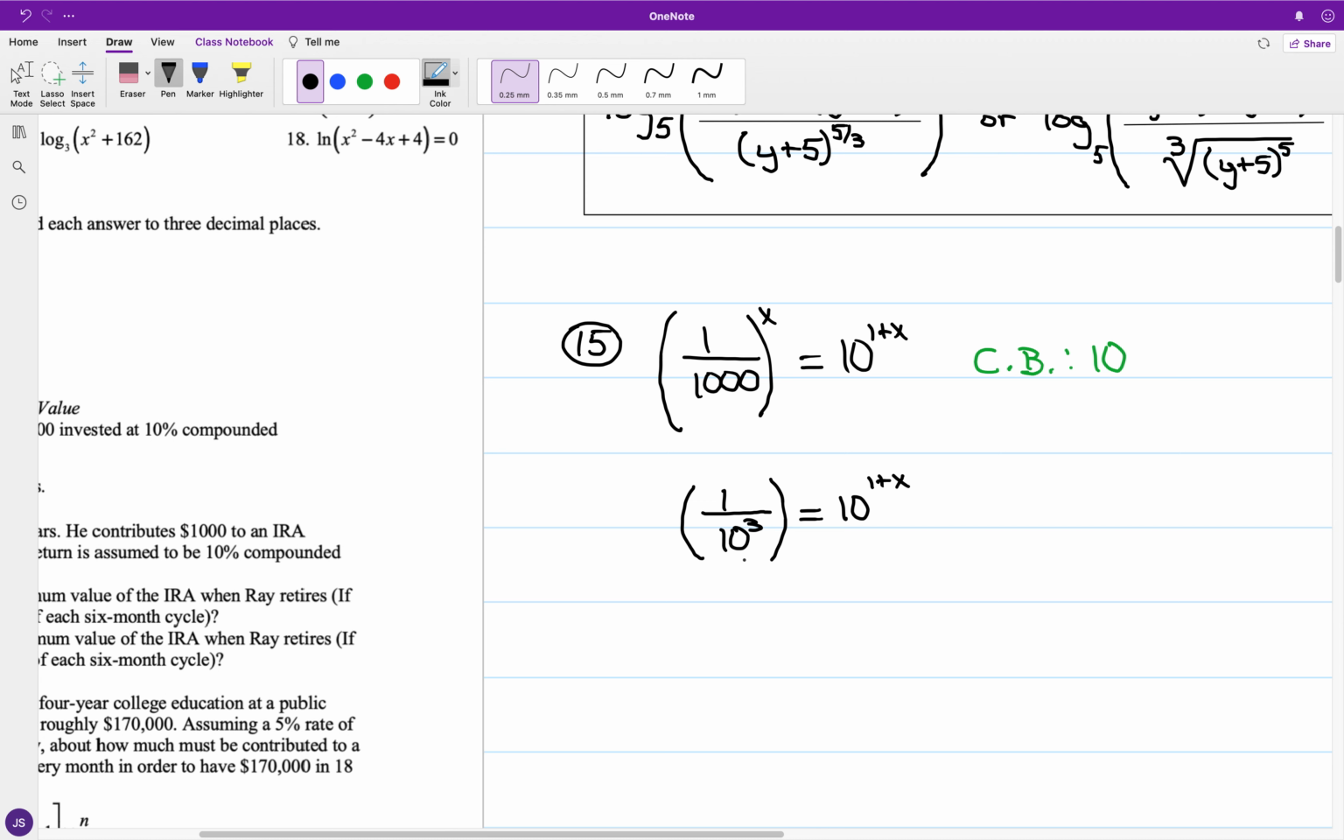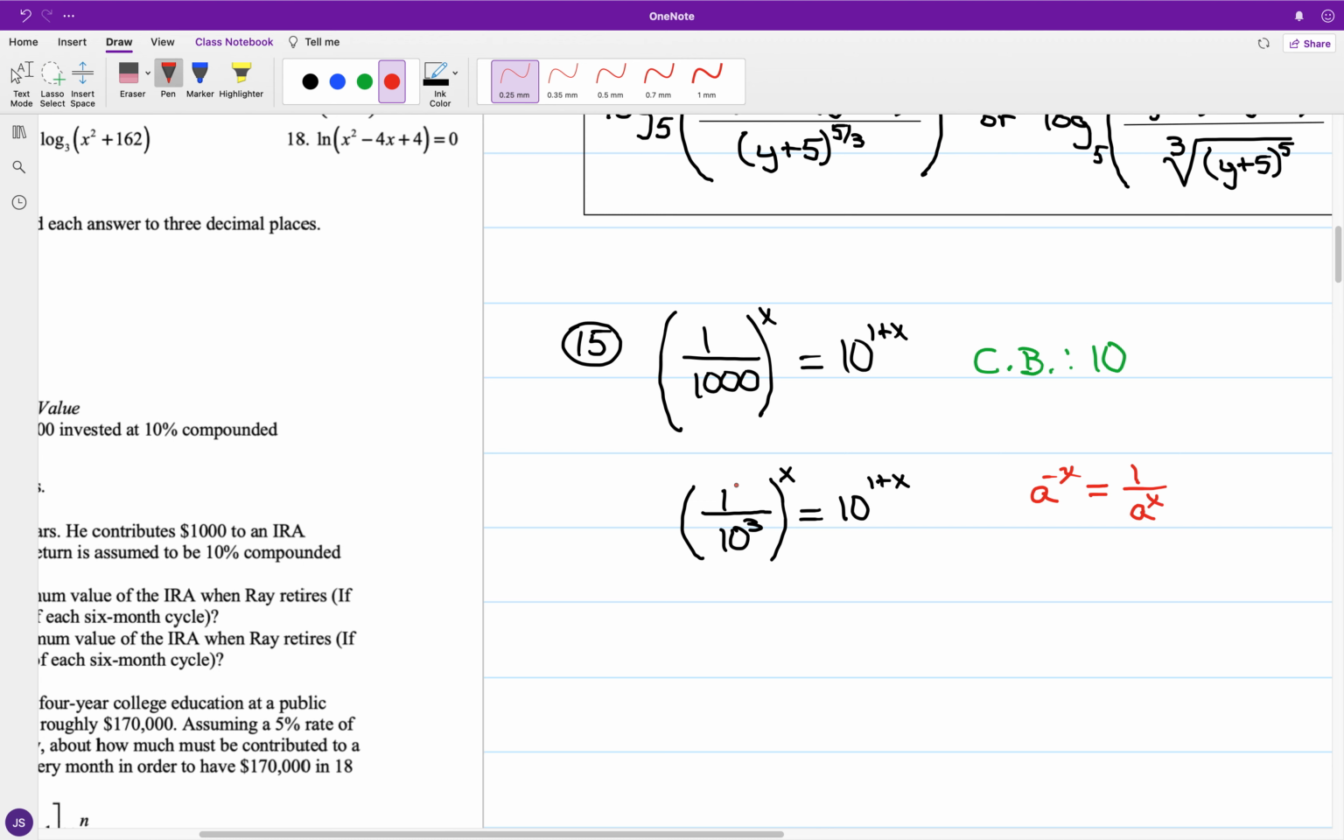Okay, so I have 1 over 10 to the third is equal to 10 to the 1 plus x. Now the right hand side of the equation, I have the base 10 expressed in direct terms, but on the left, I have the reciprocal of this base 10 term. So if I write this in direct fashion, going back to the rule of thumb here, we have the inverse property of exponents, like a to the negative x is going to be the reciprocal of a to the positive x.